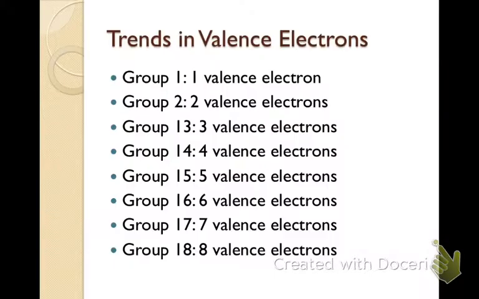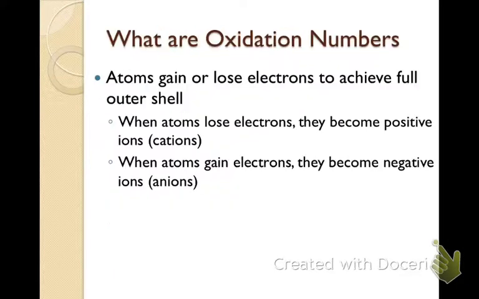So here are the trends in valence electrons. Again, group 1A is 1 valence electron, group 2 is 2 valence electrons, group 13 or 3A, whichever way you want to number it, is 3, 14 or 4A is 4, group 15 or 5A has 5 valence electrons, 16 or 6A is 6, 17 or 7A is 7, and 18 or 8A is 8 valence electrons.